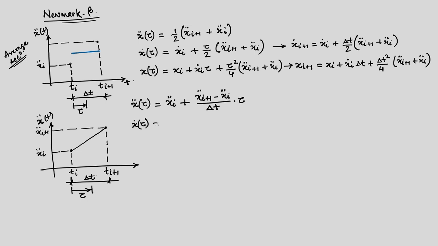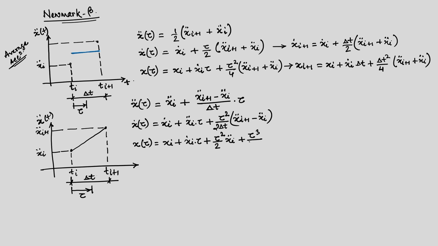Then again, what we do? We integrate this function. The moment we integrate, the first term will be x I dot plus x I double dot times tau plus there will be tau square by 2 delta t times x I plus 1 double dot minus x I double dot. And then again, if we repeat the same process, integrate once more. So, what we will have? x I plus x I dot times tau plus then we have tau square by 2 x I double dot plus then tau cube divided by 6 delta t times x I plus 1 minus x I. Sorry, both of them will be double dot.